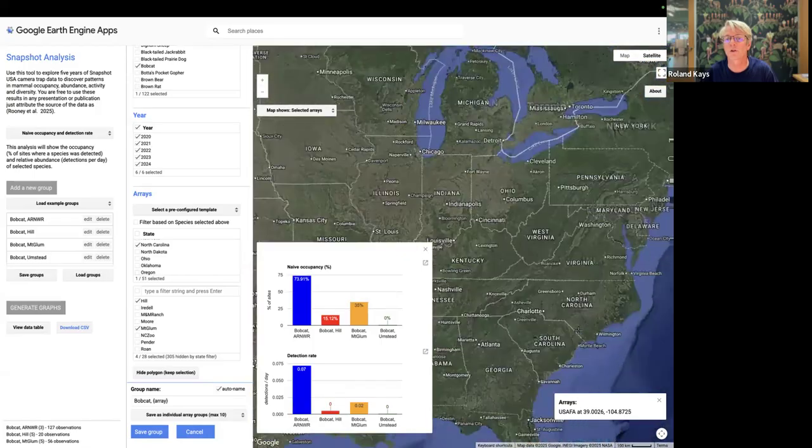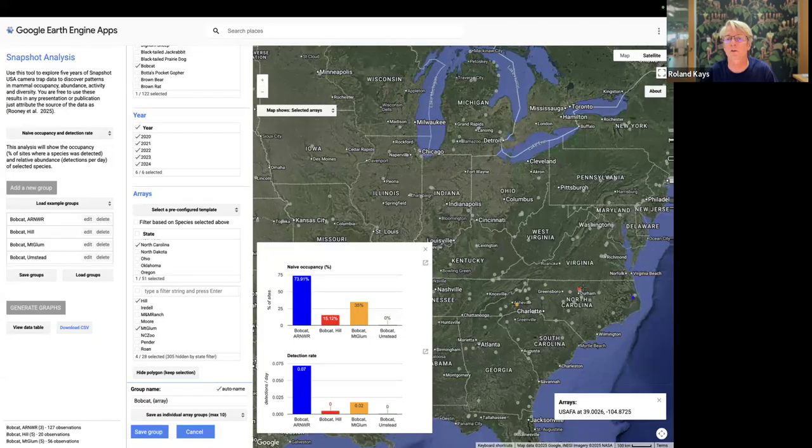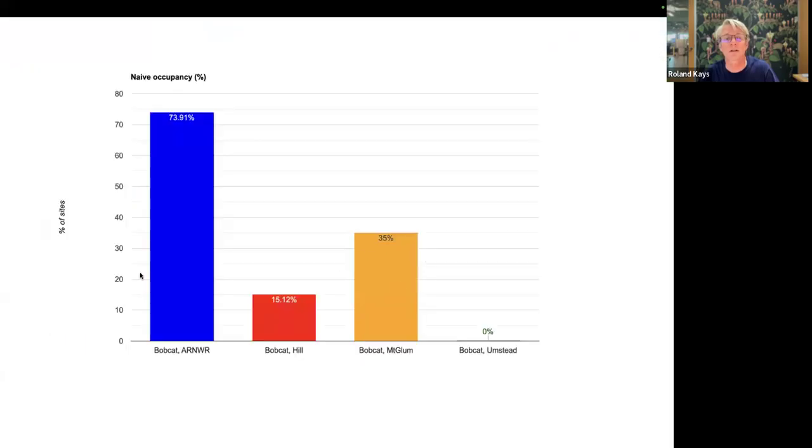And if you look on the map, it shows you where the sites are, right? So we've got the blue site, Alligator River, Hill Forest up here, and then Mount Glum out here in the mountains. Notice Umstead, no bobcats, right? I did that on purpose just to show you that if you don't get them, you'll get a 0. We can open this up a little bit more and see this as a bigger graph, looking at those differences. So this is, at Alligator River, 73% of the cameras have at least one bobcat. That's a lot. Mount Glum also for bobcats, that's pretty high. In the sort of Piedmont here, a little bit less.